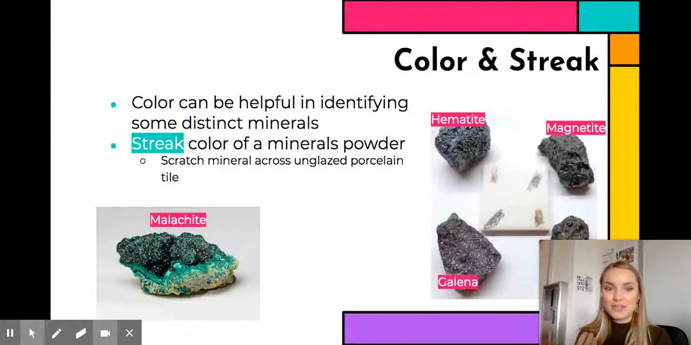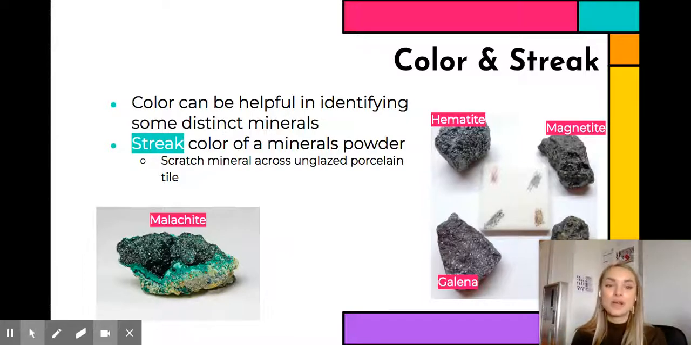So if you think about the Statue of Liberty, it is made out of copper. At one time, it was very shiny and kind of bronzy colored, and now it is green because of how copper reacts with oxygen. Malachite has copper in it, so it has that bright, distinct green color. So that can be a useful tool sometimes.